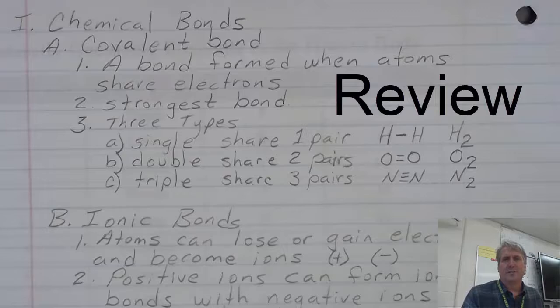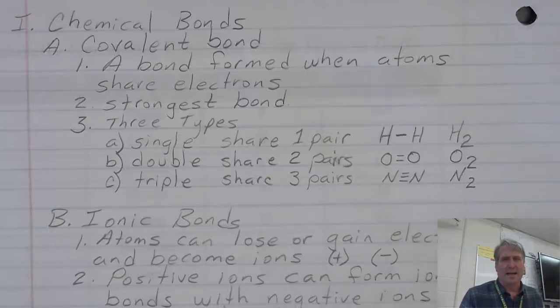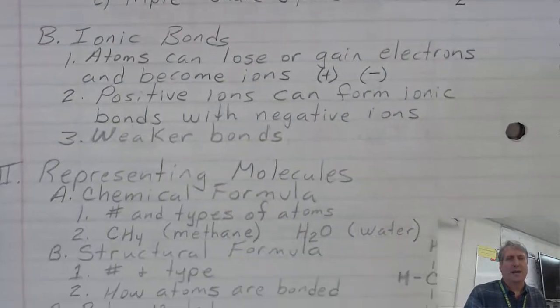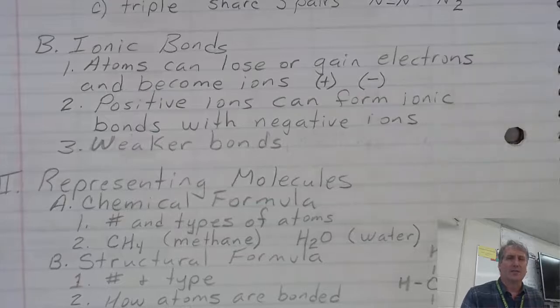There are two types of chemical bonds, covalent bonds and ionic bonds. Covalent bonds are formed when atoms share electrons. In biology, we consider these the stronger bonds. There are three types of covalent bonds: single bonds, double bonds, or triple bonds. The second type of bond is an ionic bond. Atoms either lose or gain electrons and become positive and negative ions, and then these ions are attracted to each other to form ionic bonds. In biology, we consider these the weaker bonds.